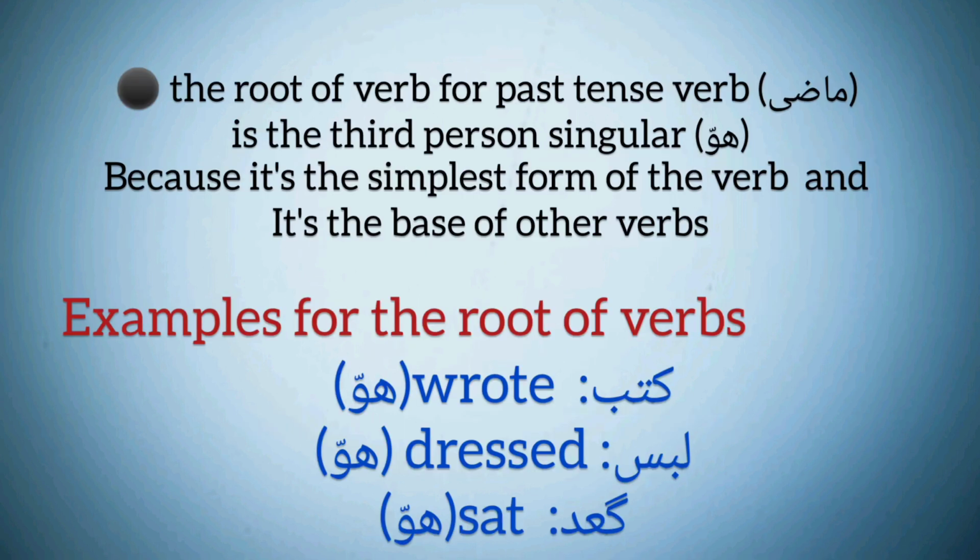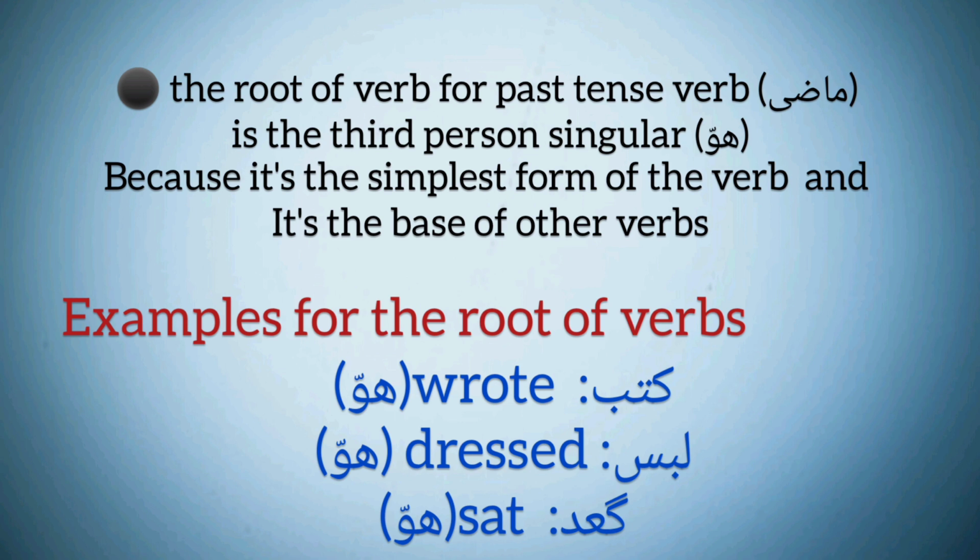As we said, in order to conjugate Arabic verbs, we need to add a suffix and prefix to the root of the verb. But how can we find the root of a verb in Arabic? The root of a past tense verb, فعل ماضي, is the third person singular. هو, for example, هو كتب, هو لبس. Because it's the simplest form of the verb and it's the base of other verbs.